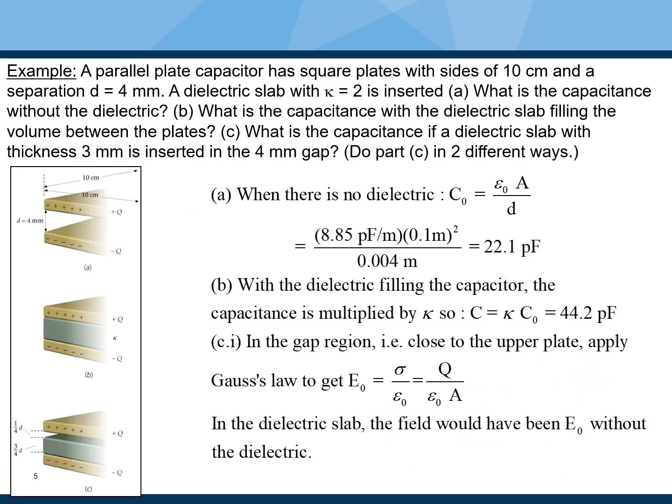In this next problem, we're told that we have a parallel plate capacitor with plates having square dimensions of 10 centimeters by 10 centimeters and separated by a distance of 4 millimeters. The first and second parts of this problem are very simple. The first part says find the capacitance when there is no dielectric between the plates, and that is easy to do because that is just equal to epsilon naught times A divided by D.